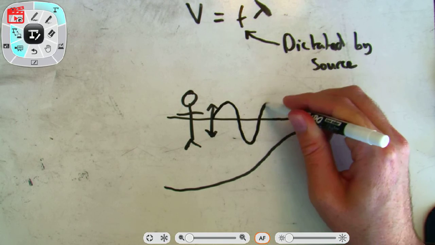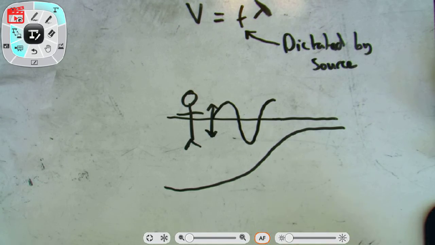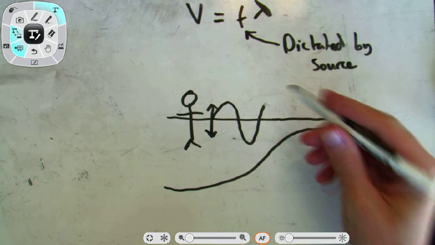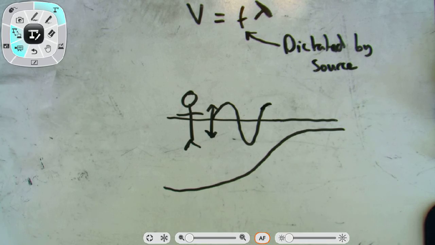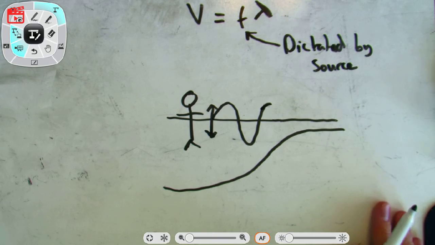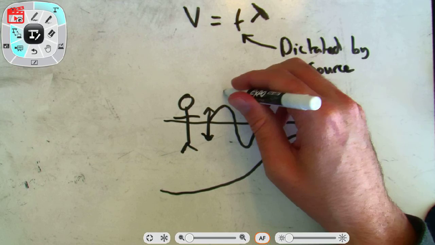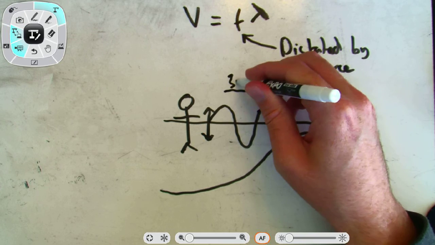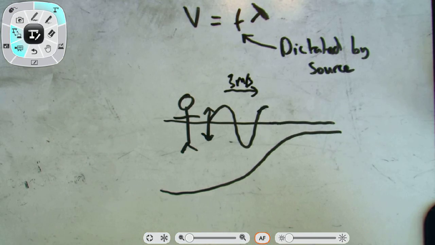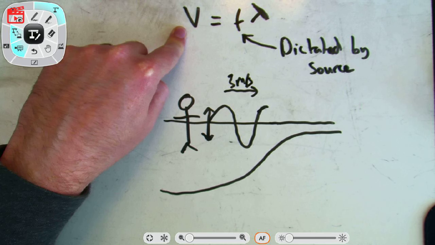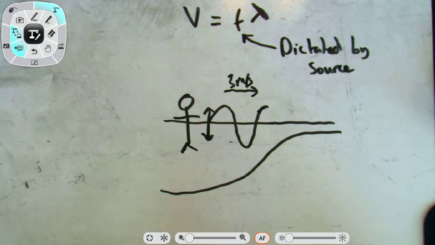Right, I'm just going to draw the first part of it for now. Should be the same height. Okay, so we're going to assume that's the same amplitude. I didn't mean to draw it differently. I just can't draw very well. Let's say that wave is moving at 3 meters per second. Right, so that's my wave speed. It's moving at 3 meters per second. It has a set wavelength. It has a set frequency.